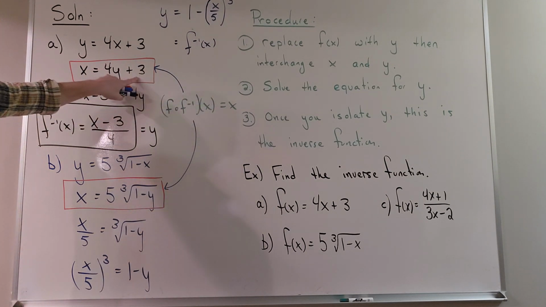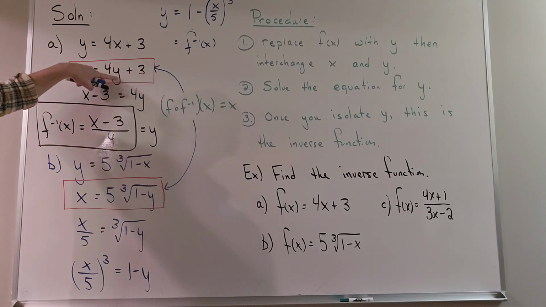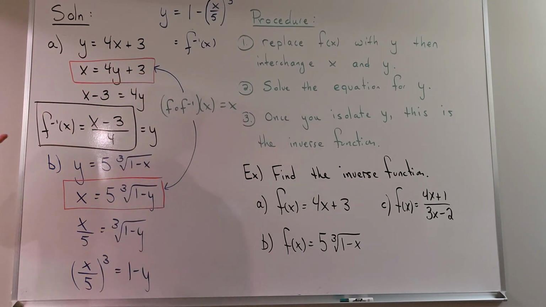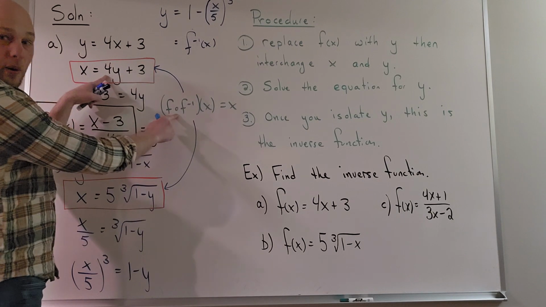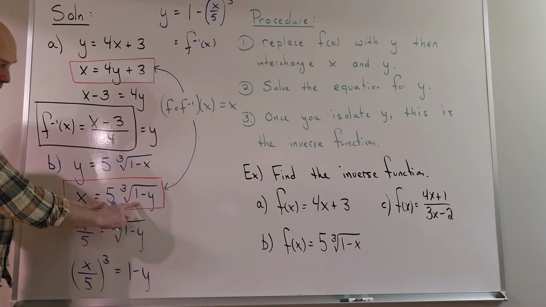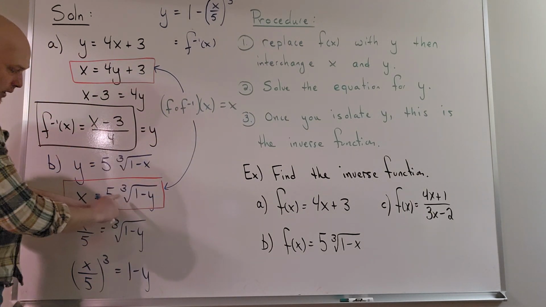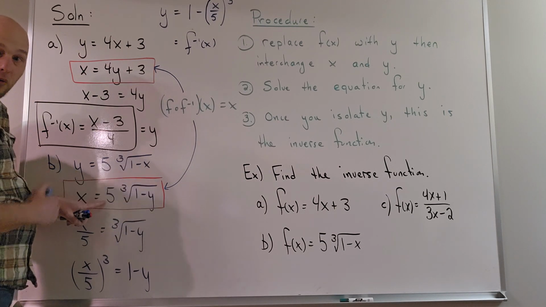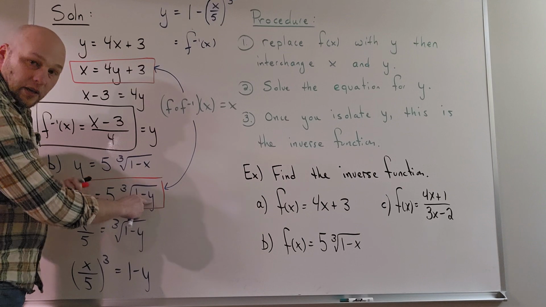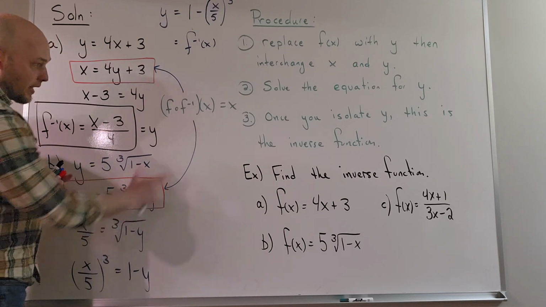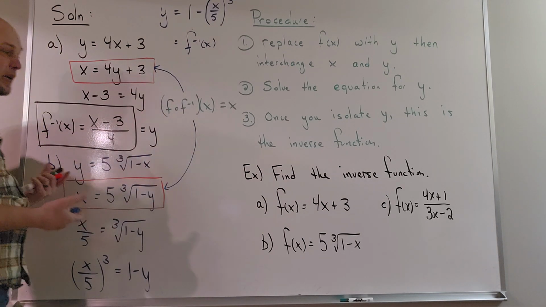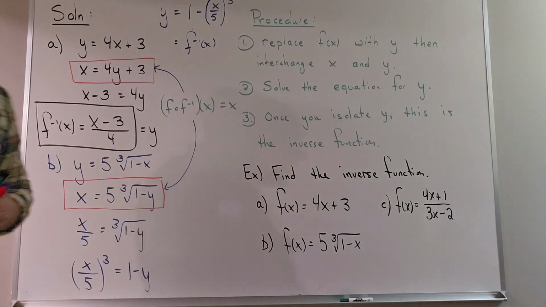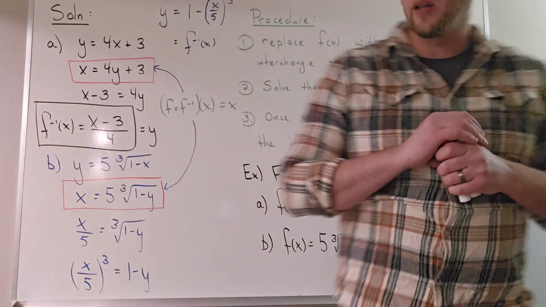If I look at 4y plus 3, this is the composition of the original function, and y plays the role of the inverse. So this right here is f composed with f inverse. Same thing down here. This is x is equal to, and if you look at the 5, the cube root of 1 minus something, that's the original function, and this right here is the inverse. So this right here is the composition of the function with its inverse. So it has that same format as the property that I listed originally.